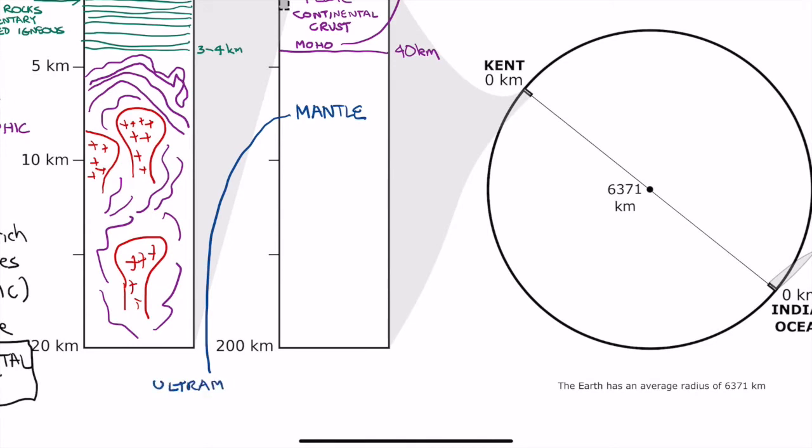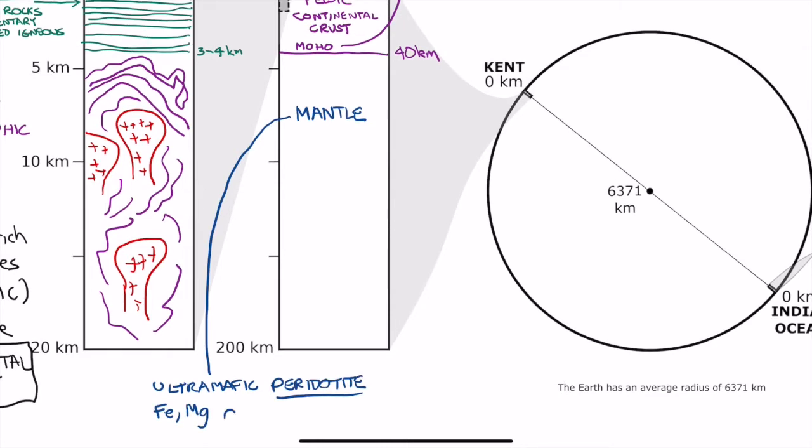The Moho marks the beginning of the mantle, so we have a major change in the composition of the rocks. We move from something like a granite to a rock called peridotite, which is still a silicate, but one that contains more iron and magnesium, which makes it denser. We call this composition ultramafic.